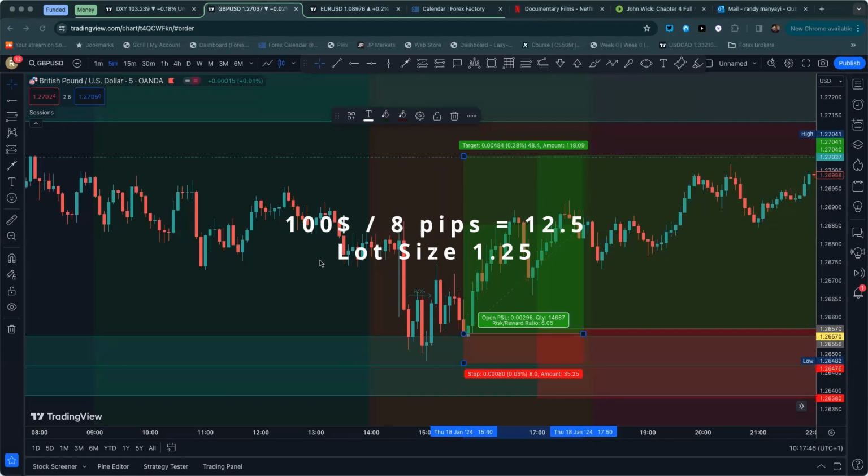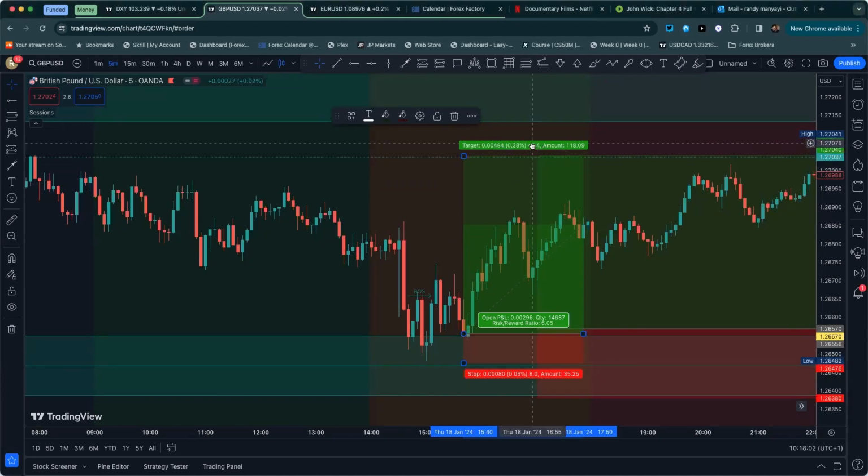So what does that mean? Your lot size of 1.25 just means that you're making $12.5 per pip. Now you take that and multiply it by the number of pips that you're going to make. So in this trade here, you're going to make 48.4 pips.